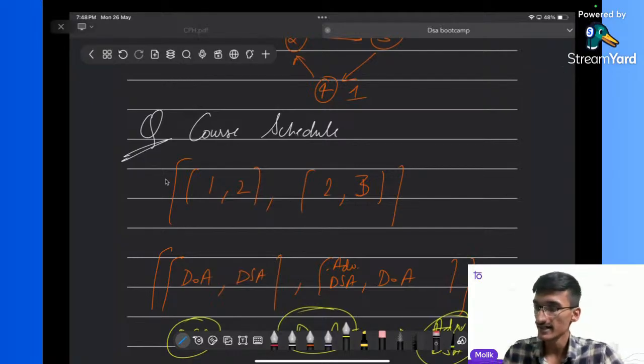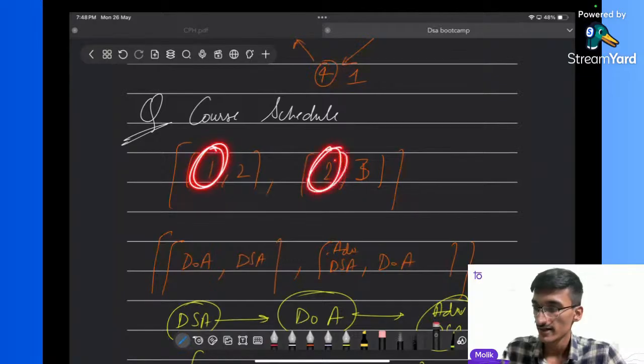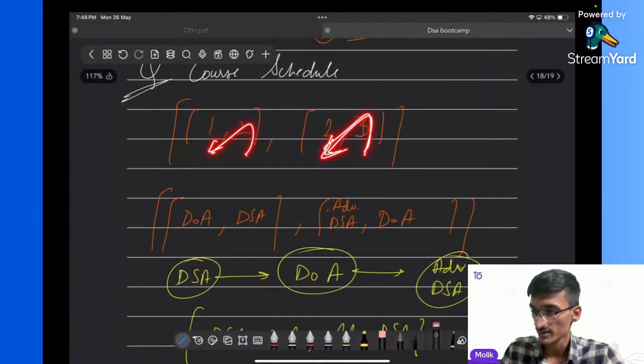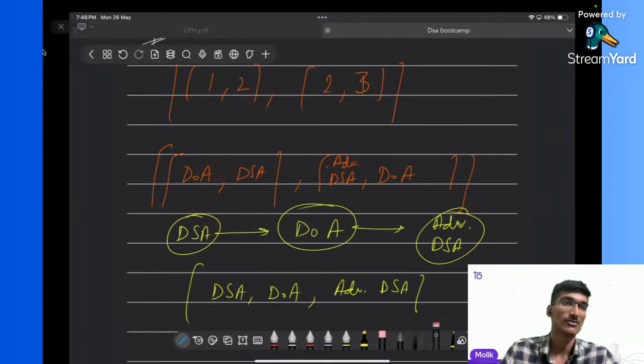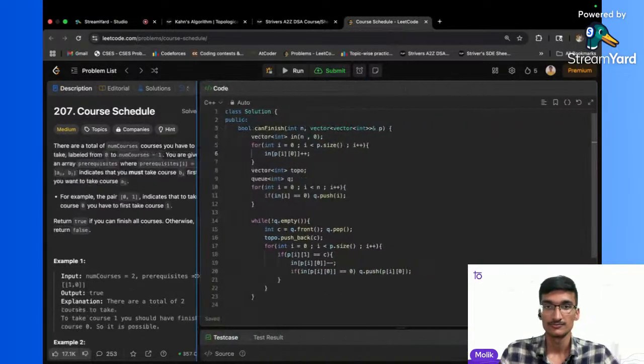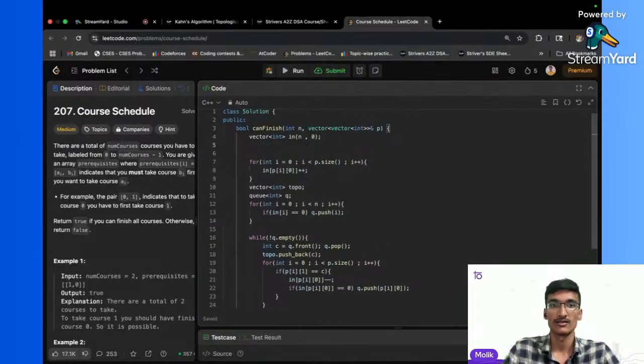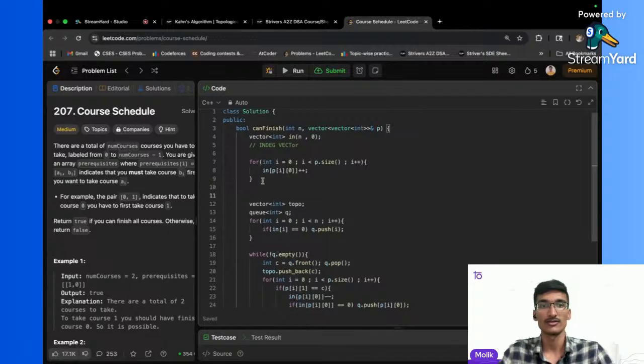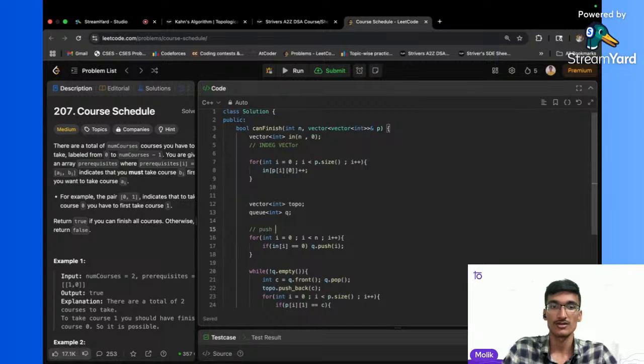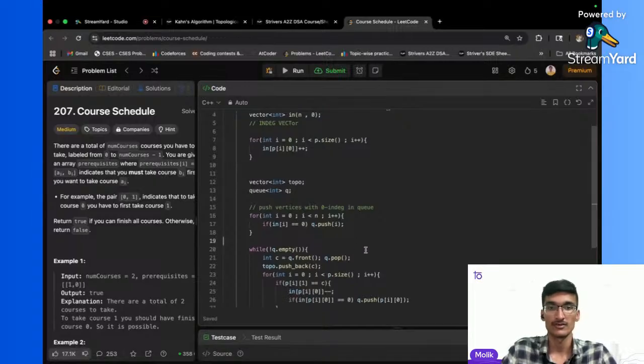Okay. So you understand that the in degrees will always be for the first part, because of the first element of this vector, because this is the edge. This is how we are forming the edge from DSA to DOA, from DOA to advanced DSA. This is the definition of the problem, right? So see clearly, first I've created the array, and this is for the in degree vector. Now I initialize a topological sort and a queue. Push vertices with 0 in degree in the queue. Do this.